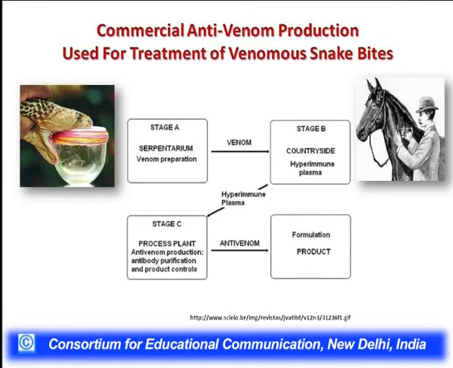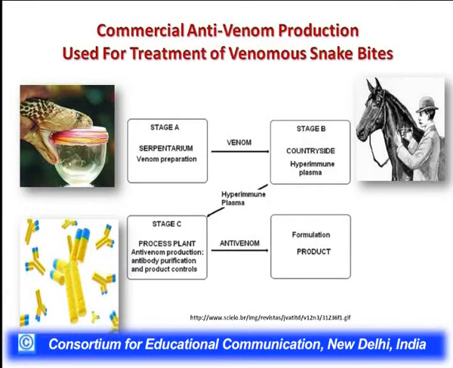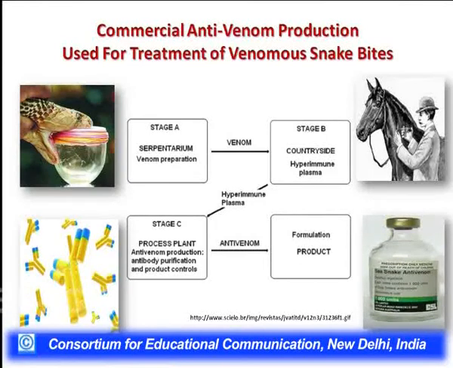As soon as they are injected into the blood circulation of the horse, they are regarded as foreign particles, and antibody production takes place against these venoms. Now, these anti-venom antibodies are collected and purified, and product controls are done. Subsequently, the antibodies which have been collected are packaged in the form of anti-venom. So we can see over here an anti-venom for the snake, which has been produced in the horse. This is the basic technique of how commercial anti-venom is produced for the treatment of venomous snake bites in various organisms.